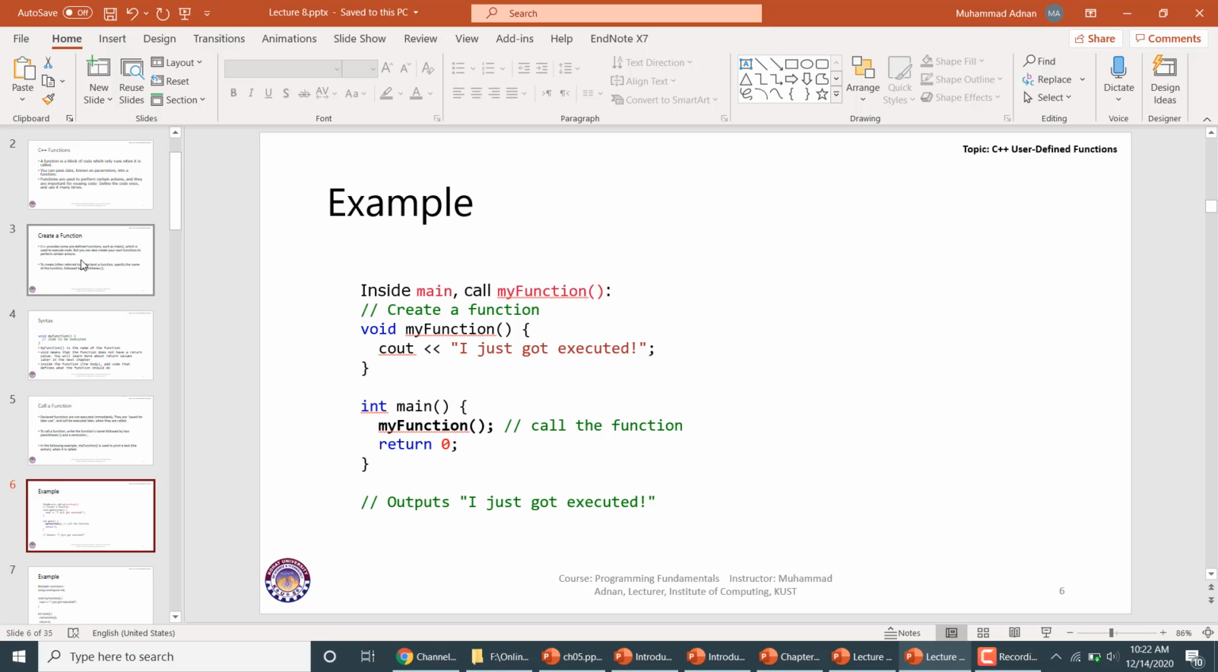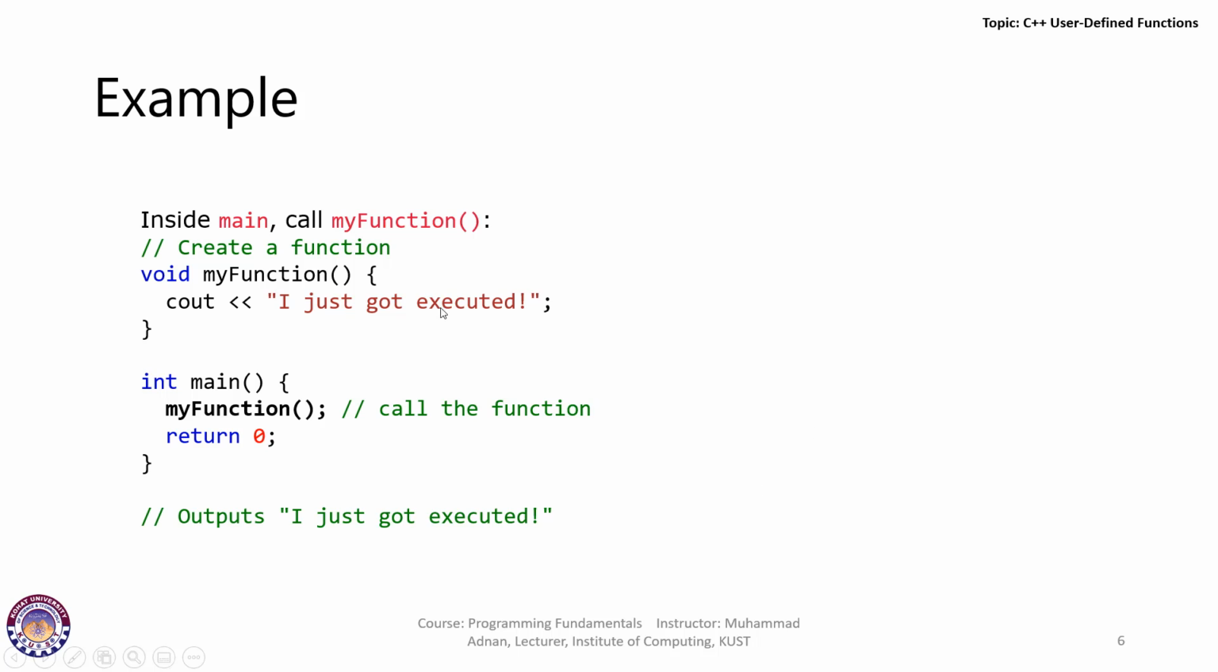And then later on in the main function we call the function. So how do we call the function? We write the name of the function, my function, then parentheses and semicolon. This is how we call the function. It's so simple. Then the function gets executed, the control goes to this statement, and you notice that this statement is executed, so your output is I just got executed.